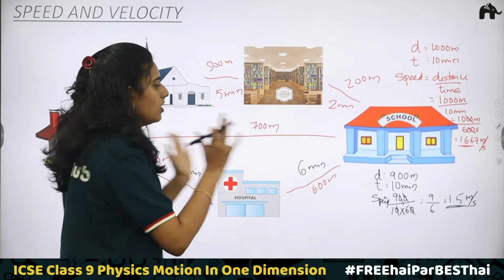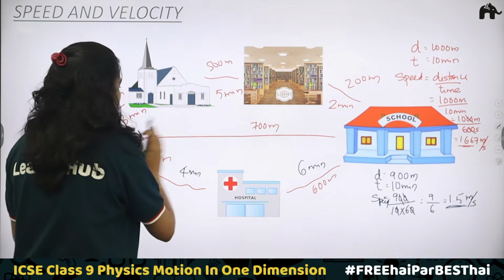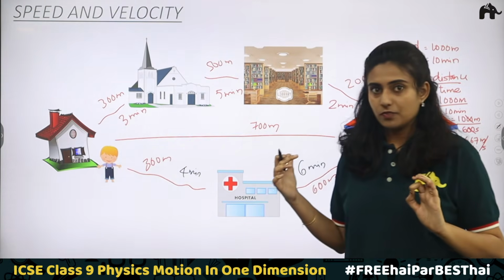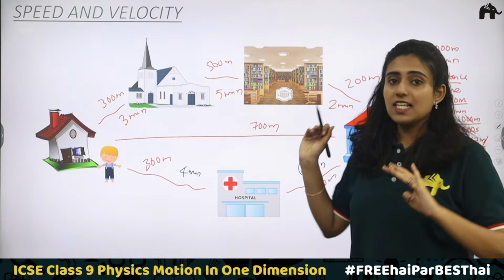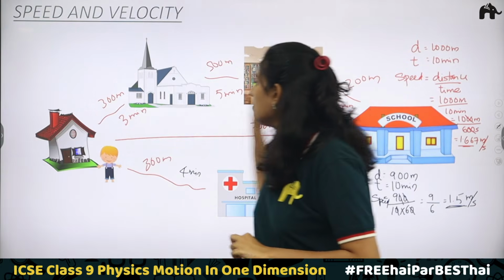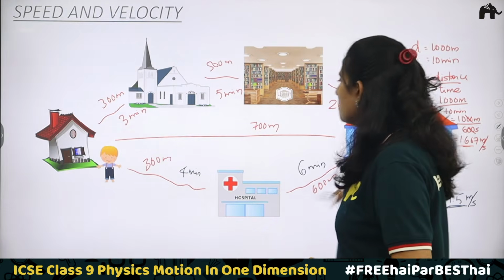Okay. Now what about the other case? That is the case of displacement. We know displacement is the shortest distance between the initial and final position. Now when you calculate the speed for the complete journey, that is starting from home, reaching the school, back to home.